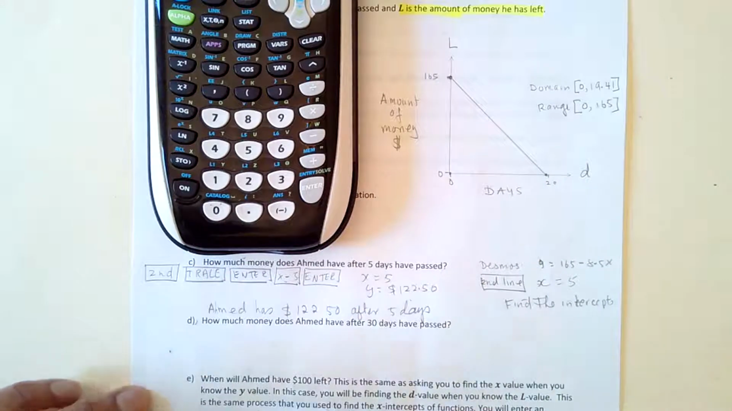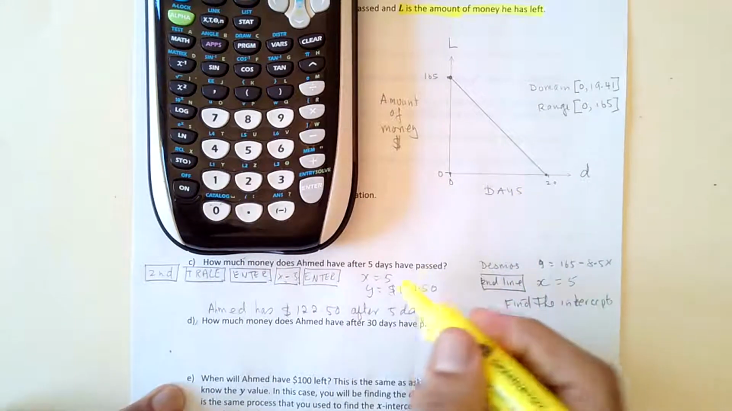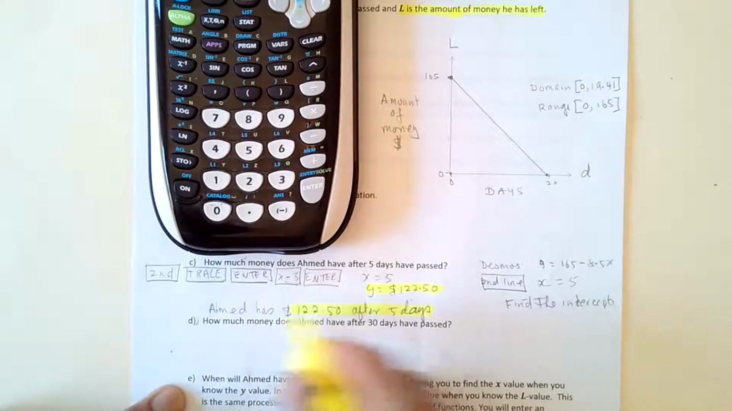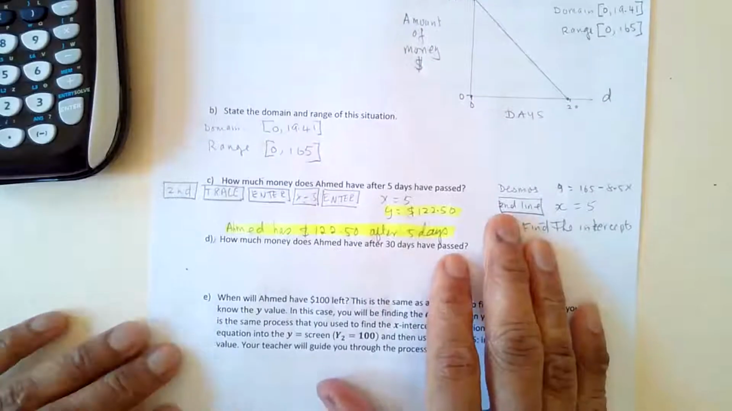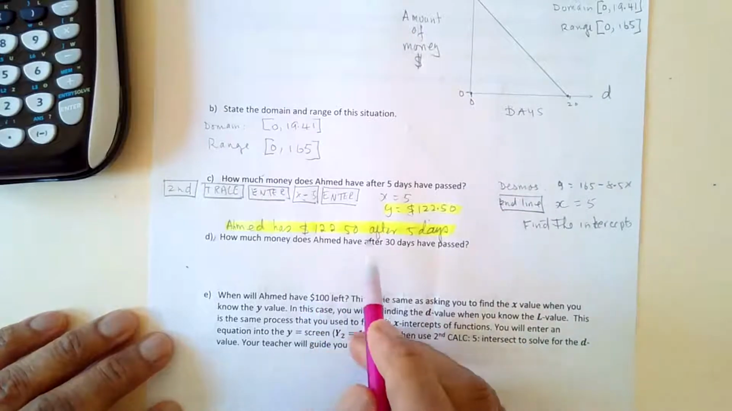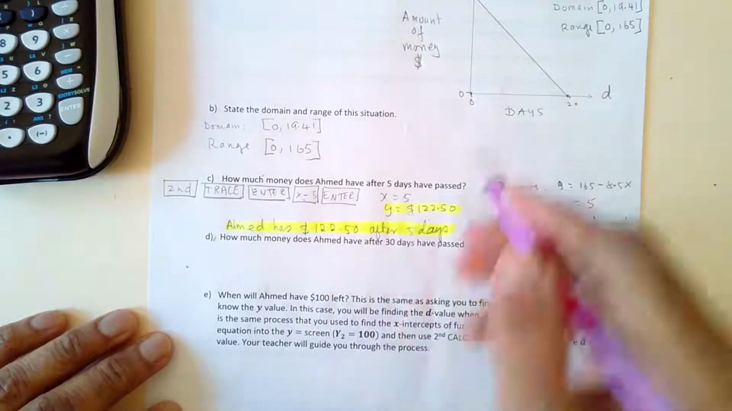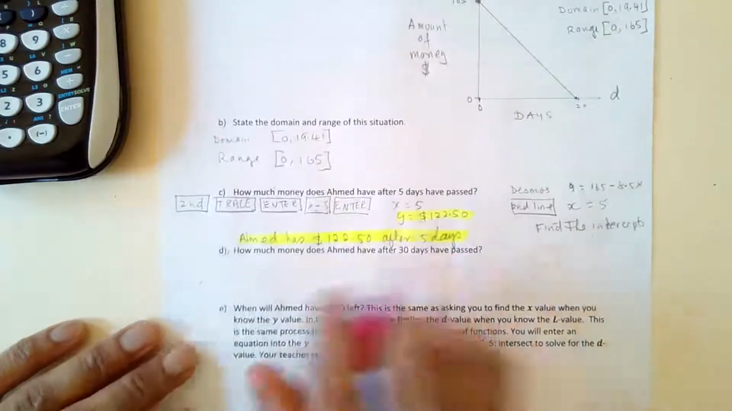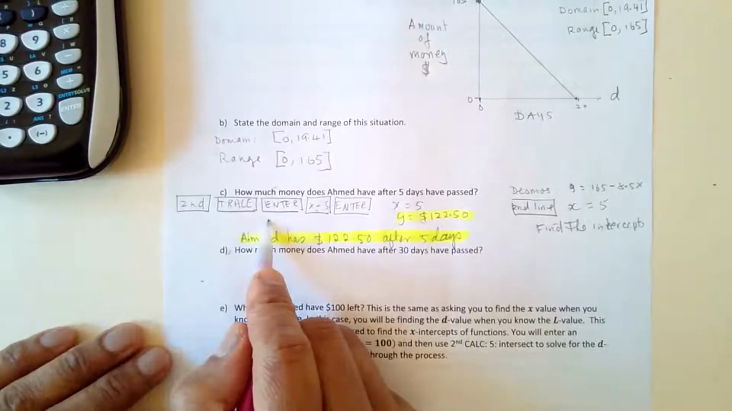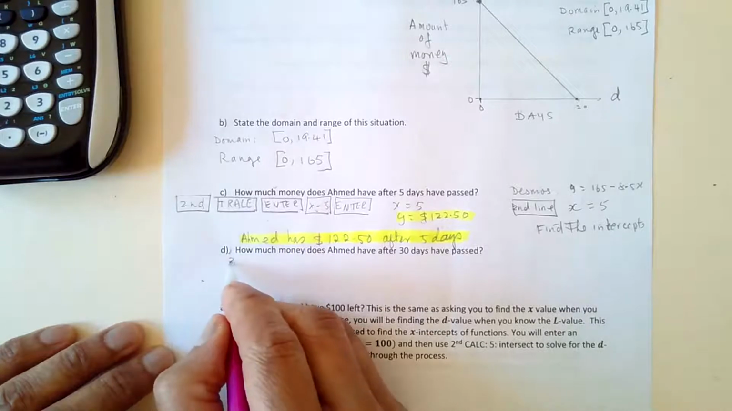And that will give you your y is equal to 122.50. Now, the next part, I'll ask you, how much money does Ahmed have after 30 days? Now, your days here, we do the same thing. We're going to do the same in this case. We'll have second trace, use your graphing calculator.